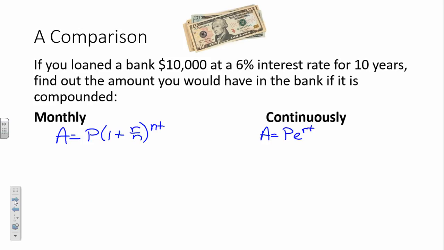So anytime they say annually, monthly, quarterly, something along those lines, use this formula; continuously, the other. So we're trying to find A. What's P? 10,000. What's my rate? 0.06. Thank you for giving it to me as a decimal. What's my N? 12. 12 times a year. It's monthly. And I know N again is 12. How many years? 10.